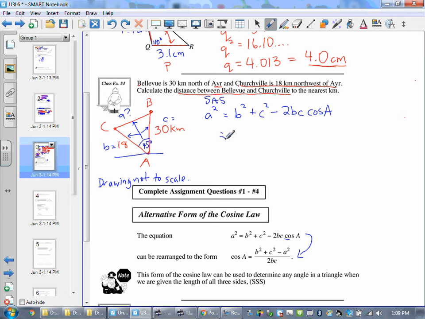Okay, so we can plug our numbers in. B is 18, we're squaring it. C is 30, and we're squaring it. And we're multiplying it by 2 by 18. Oh, sorry, this should be a minus. Cos of 45. So I'll let you children crunch those numbers for me again.